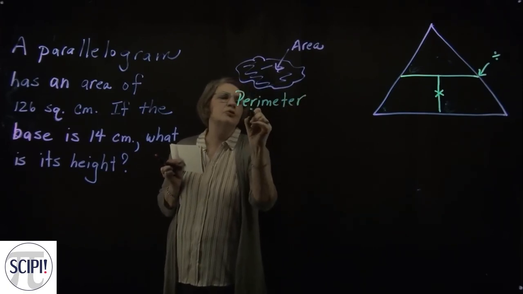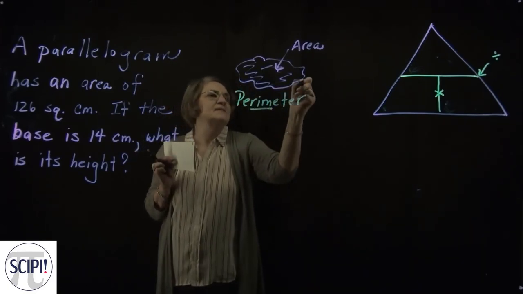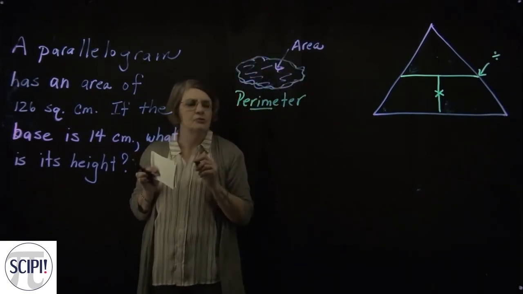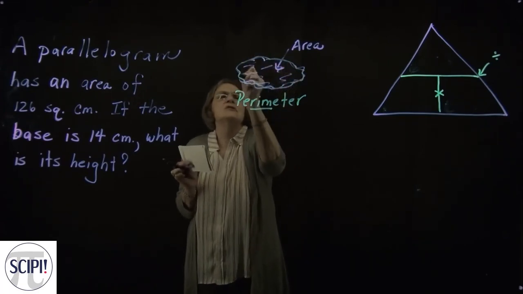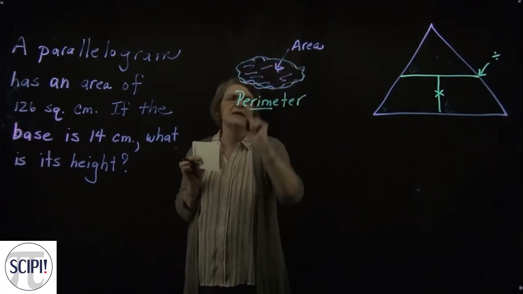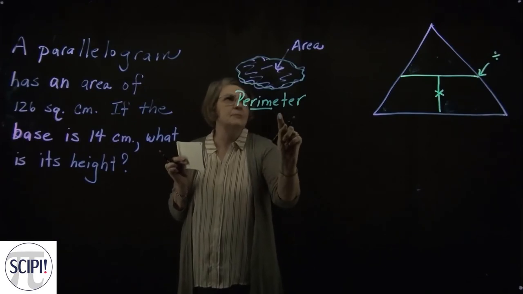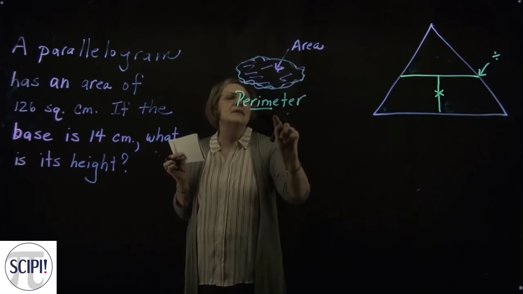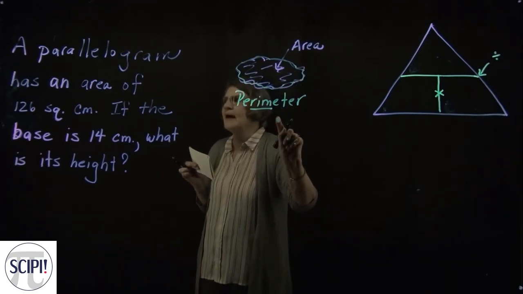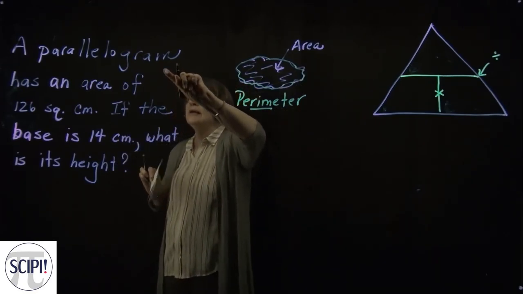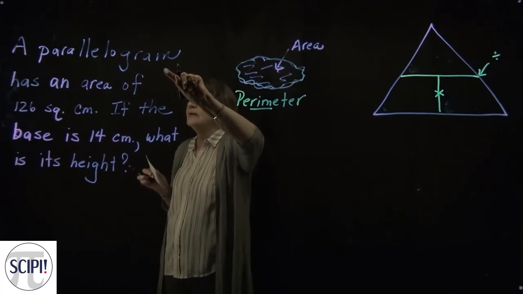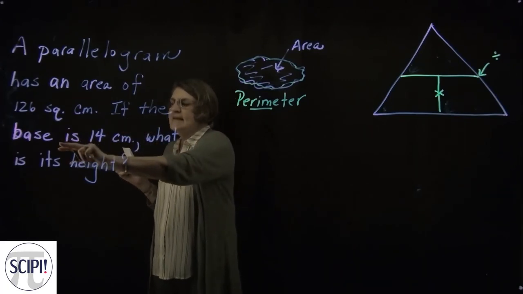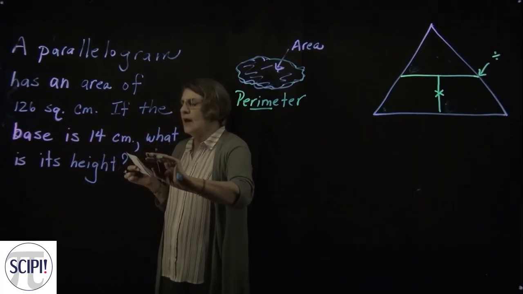Do you see the little word rim in there? That's this part. So think about coloring. I was always one of those people who like to trace around the object and then color it in. So I was tracing the perimeter and then I was coloring in the area. So if you have trouble with that, think about coloring a page. All right, let's go back to our problem. Let's start again. A parallelogram has an area of 126 square centimeters, in other words, the inside. If the base is 14 centimeters, what is its height?